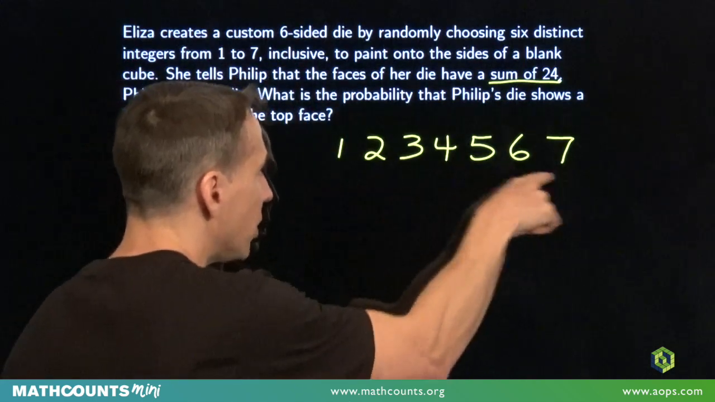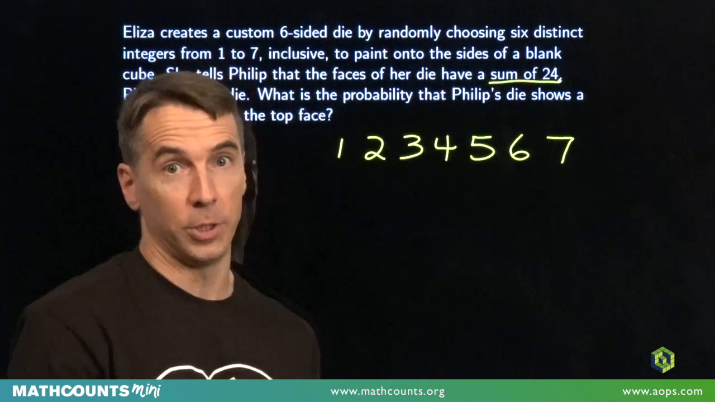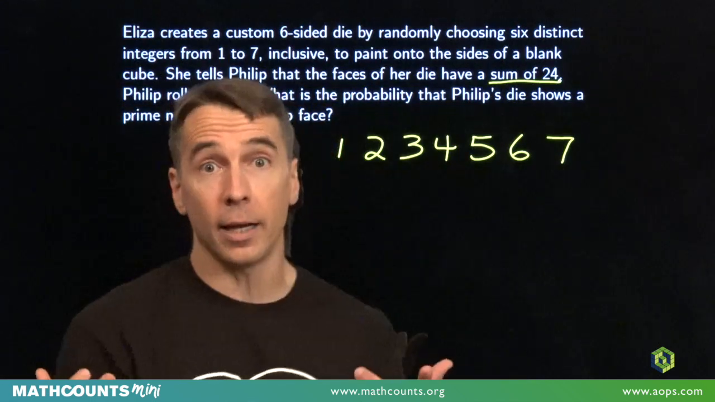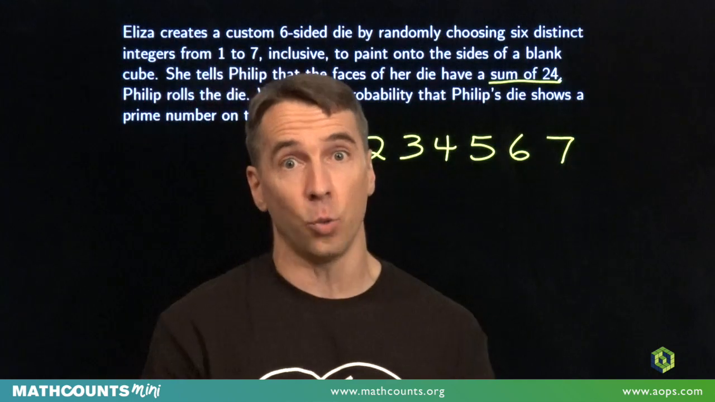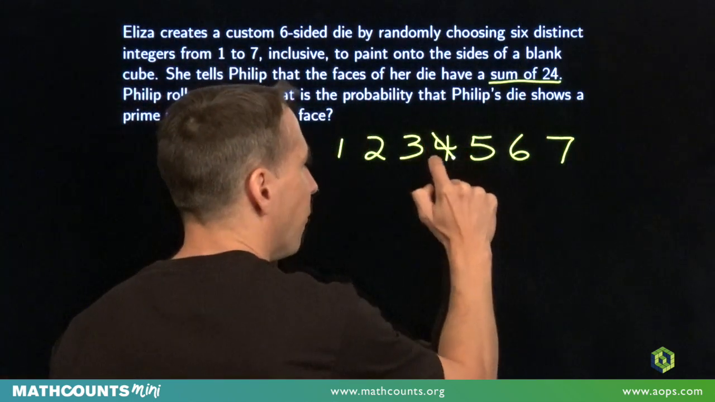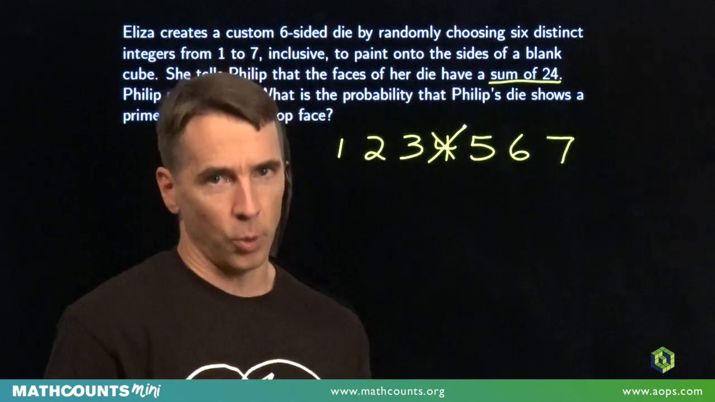Well, first, we'll figure out what all 7 of them add up to. These 4 here add up to 10. These 3 out there add up to 18. Put that together, you got 28. We only need 24, so let's get rid of the 4. That'll get us down to 24.